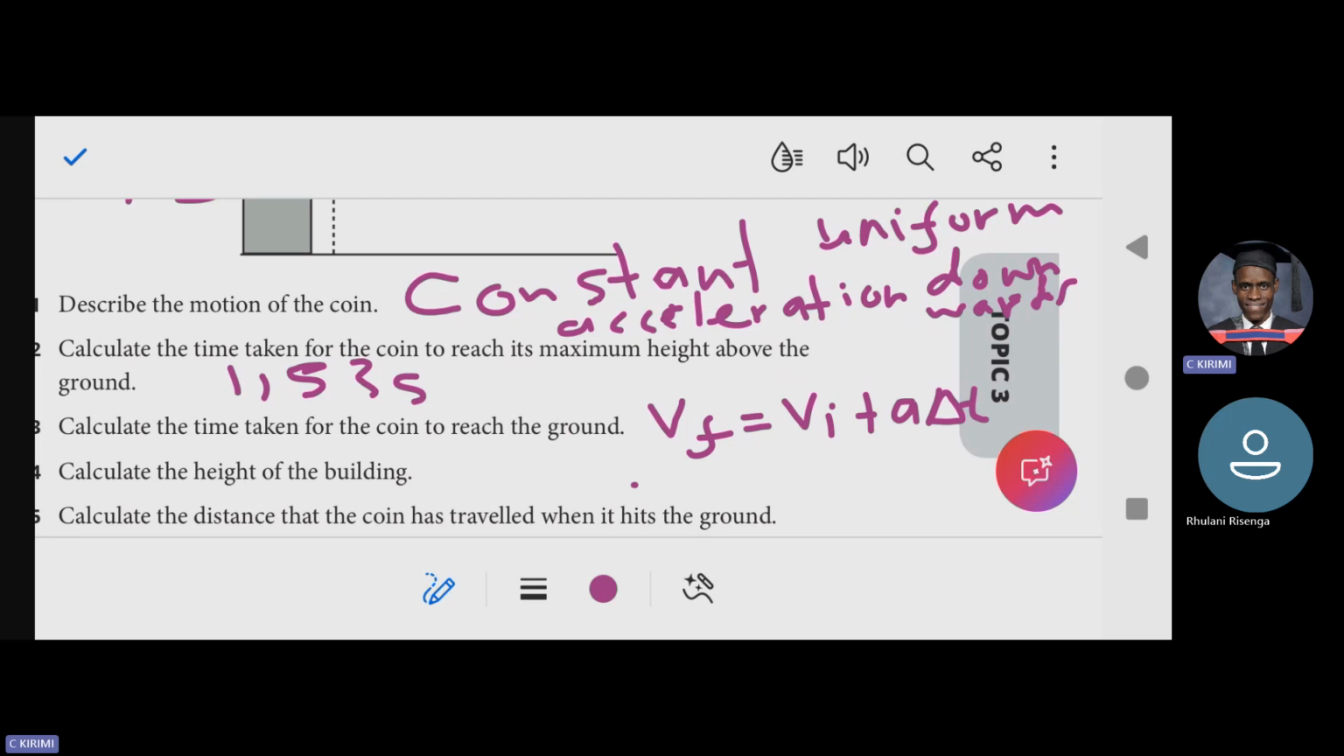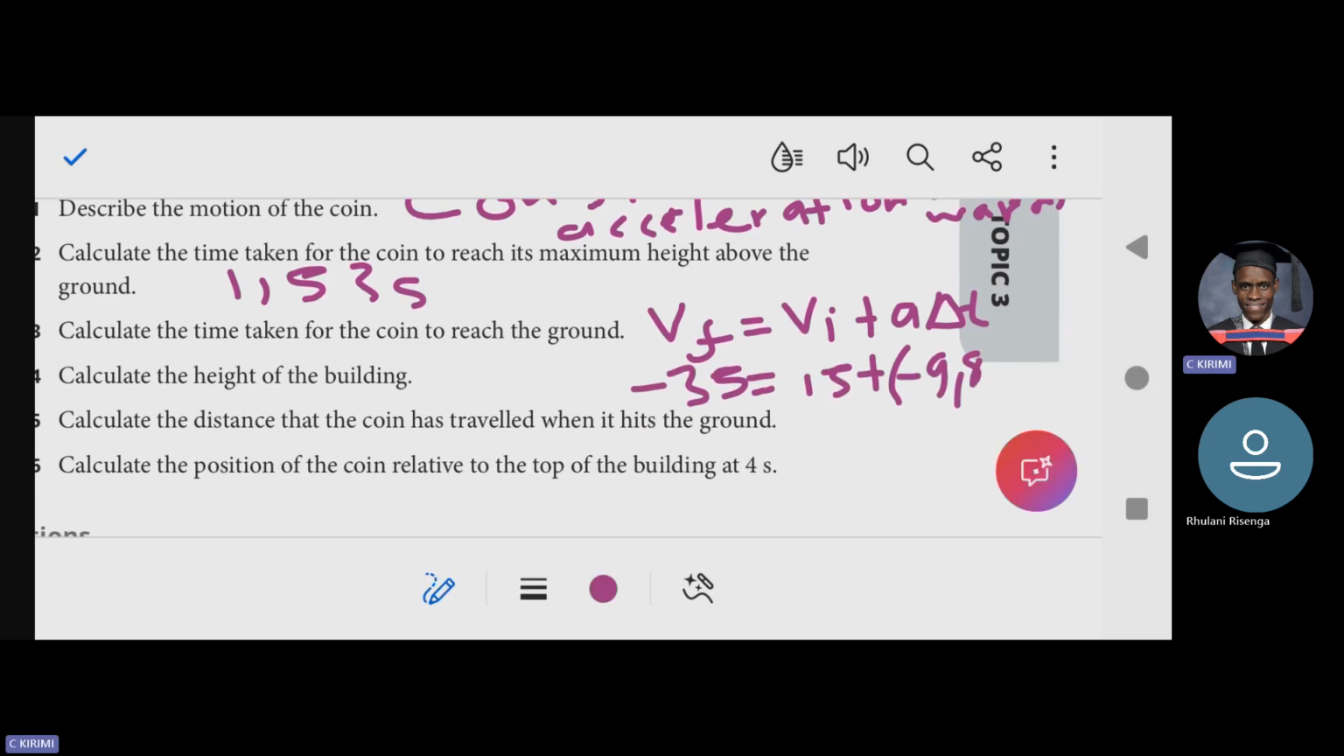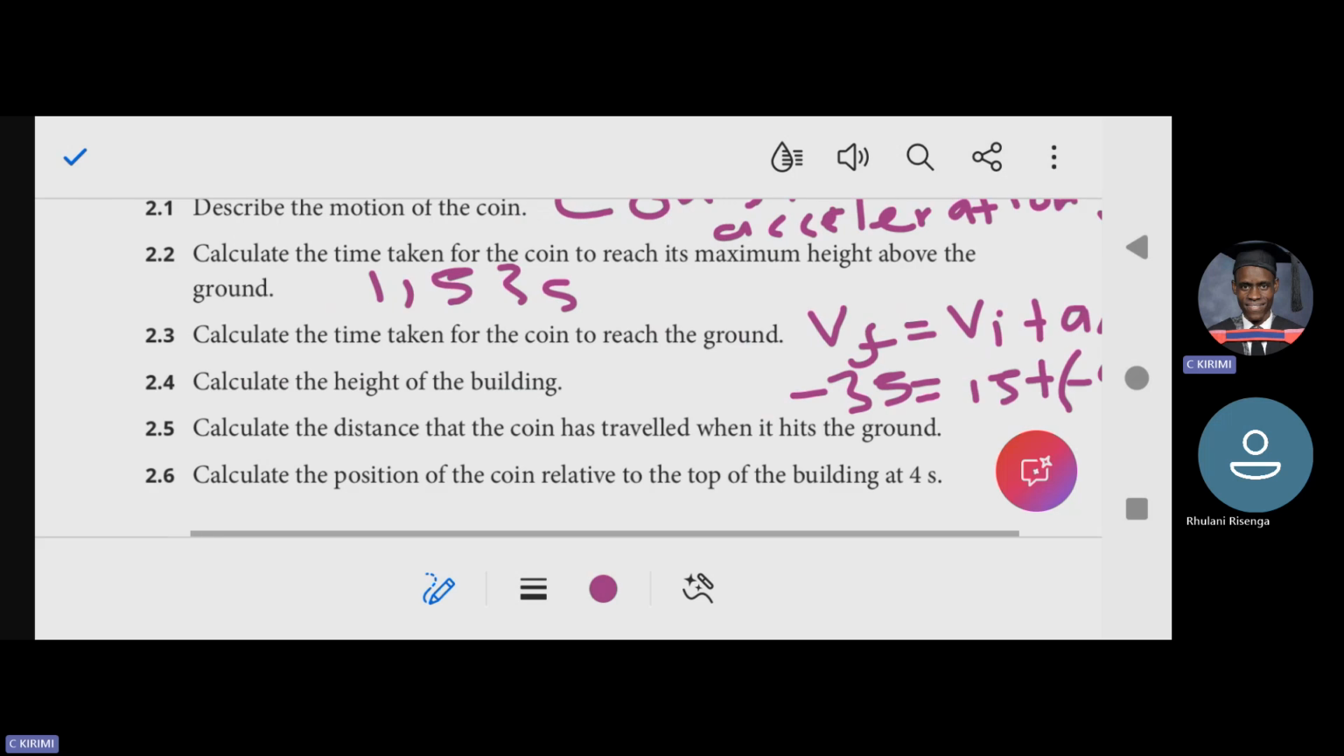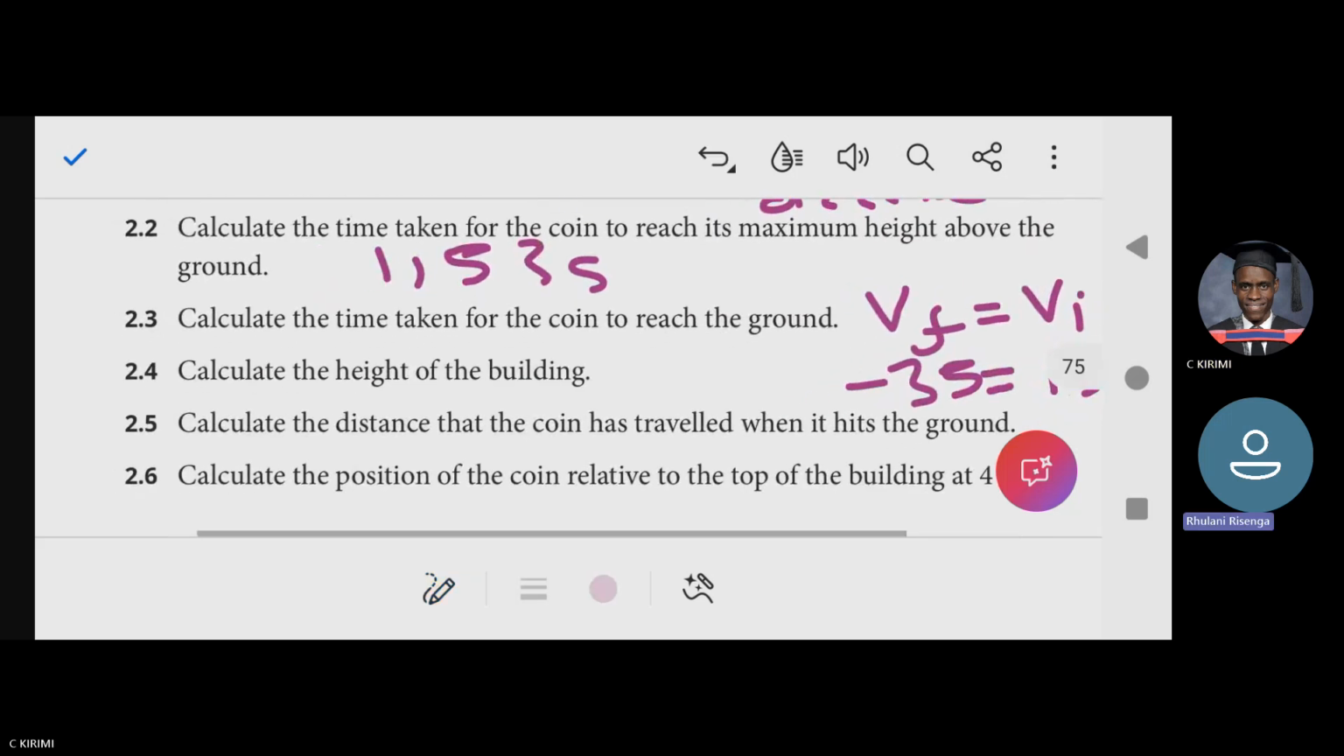That's where most people lose the marks. It's negative 35. It's downwards. Then what is your VI? 15, positive. Plus the acceleration as we are going up, negative 9.8, times T. So what is T? Look, solve for T. 5.1 seconds. Yes. Okay.